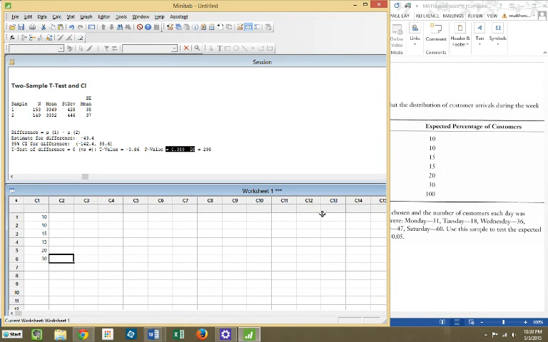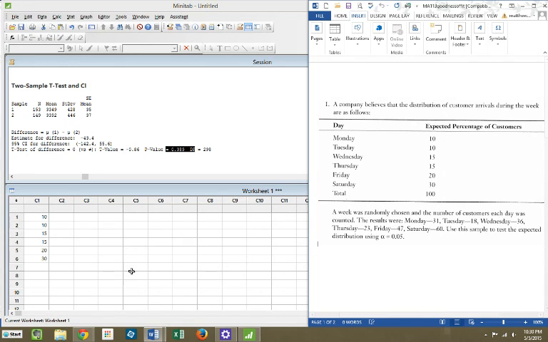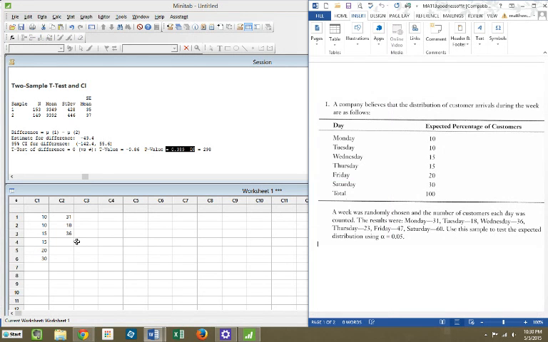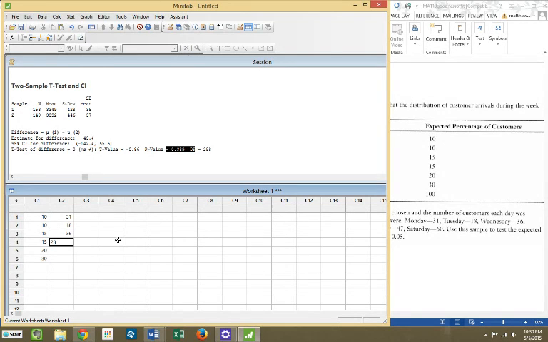Now, obviously, I don't need to put in all of that information, the total information. So I have good data here. They also suggest that during the week, if it's randomly chosen, they would expect 31 on the Monday, 18 on Tuesday, 36 on Wednesday, 23 on Thursday, 47 on Friday, and 60 on Saturday.